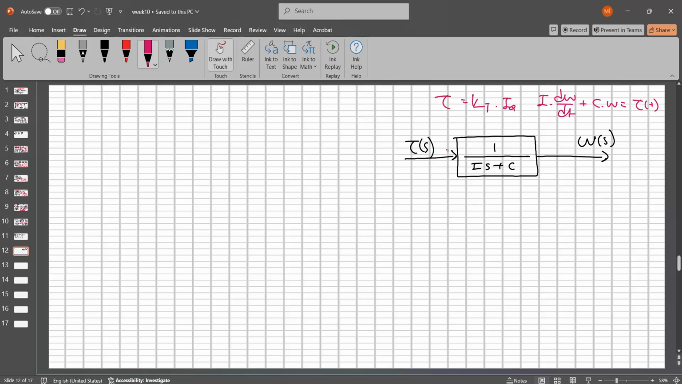KT times IA, right? And so we also have another block in here, just like this one, whose input is IA. And how should I write this equation? No, just KT. Okay. And so what about the IA signal? We must write another transfer function, but this is the electrical one. How can we write it? What is the input of these terms?